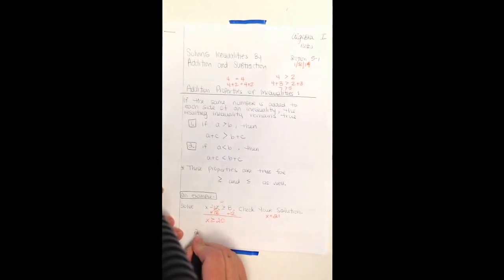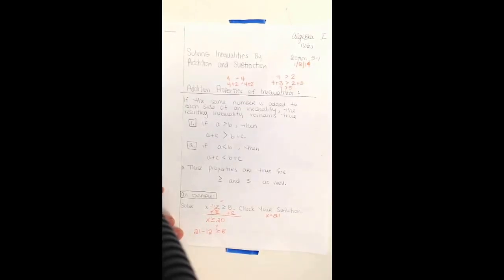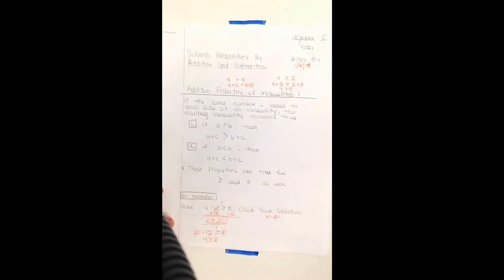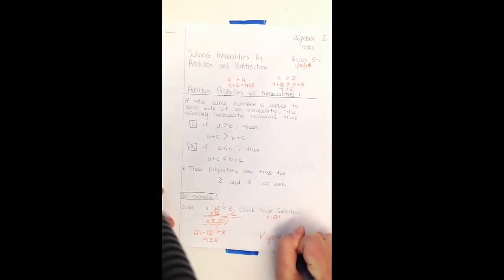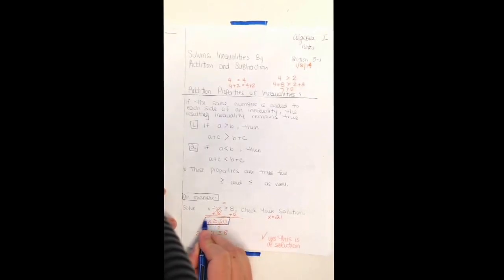So let's say 21 minus 12. Is it greater than or equal to 8? What's 21 minus 12? It gives me 9. Is 9 bigger than or equal to 8? Yes, it's bigger than that. So when they say check your solution, they're saying pick a number that makes this inequality true, plug it into your original equation, see if it works. In this case, it did. Yes, this is a solution. On your homework, this is the answer we will grade.